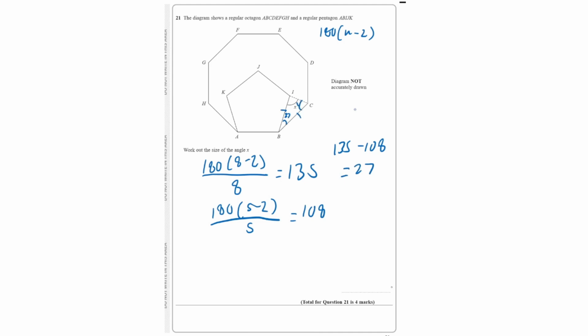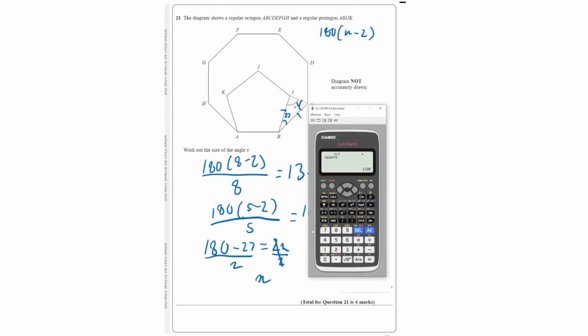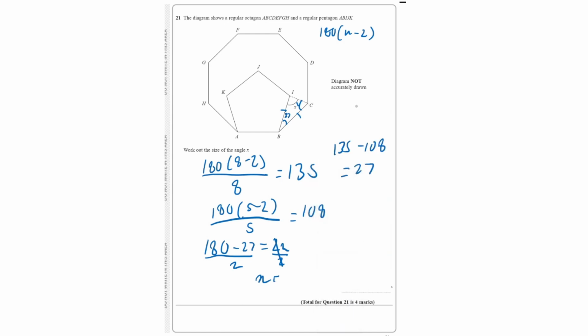So that means we can just use the sum of the interior angles for a triangle, which is 180 minus 27 must equal 2x. So we simply divide by 2 on both sides. This cancels out. Therefore, that means x is given as 180 minus 27 divided by 2. That gives us 76.5. X is 76.5 degrees.